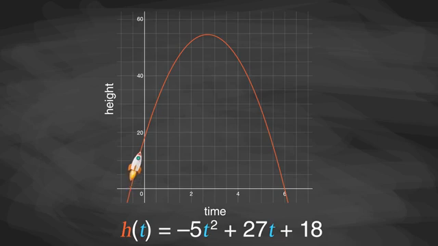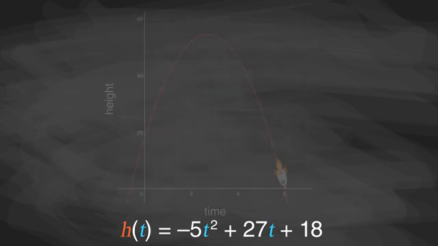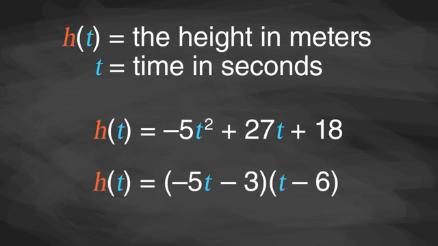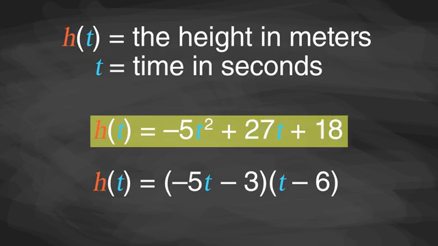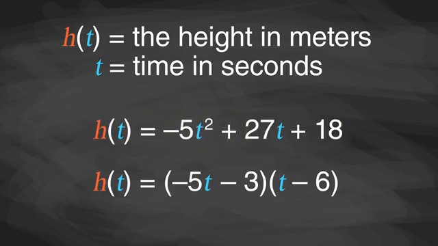We have seen quadratic functions modeling the height of a projectile as a function of time. Here are two ways to define the same function that approximates the height of a projectile in meters, t seconds after launch. h of t equals -5 times t squared plus 27 times t plus 18. And h of t equals the quantity -5 times t minus 3 times the quantity t minus 6.